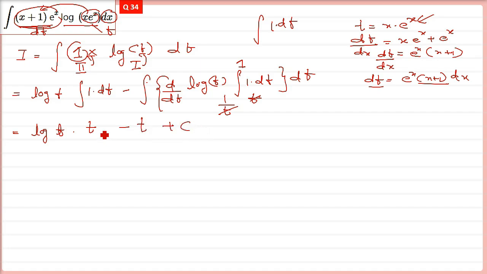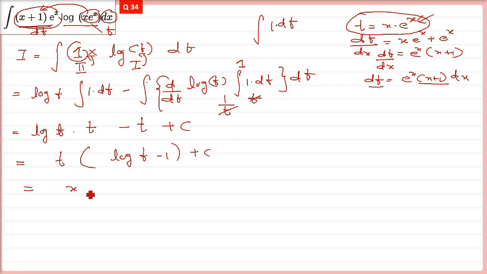Now we have already assumed something, x into e raise x. So the replacement has to be done. Wherever you find t, replace it with x into e raise x. You can also do one more thing in order to simplify it. You can take t common. When you take t common, log t minus 1 plus constant of integration can be seen.